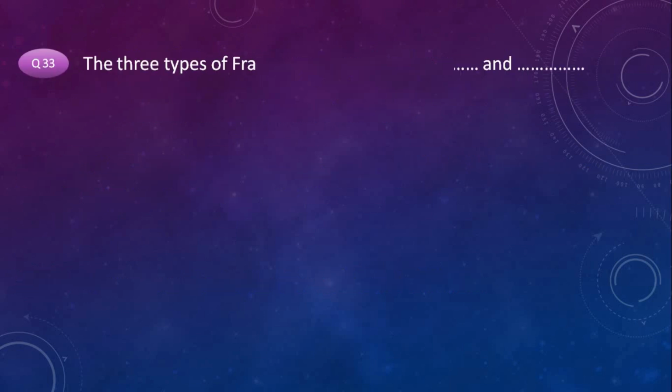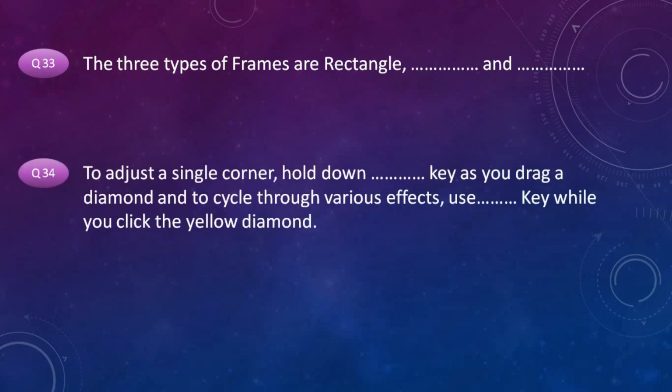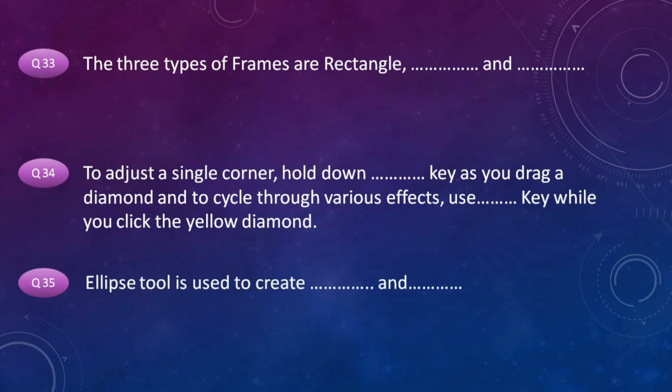The next question. The three types of frames are rectangle, dash and dash. To adjust a single corner, hold down dash key as you drag a diamond, and to cycle through various effects, use dash key while you click the yellow diamond. Next question. Ellipse tool is used to create dash and dash.